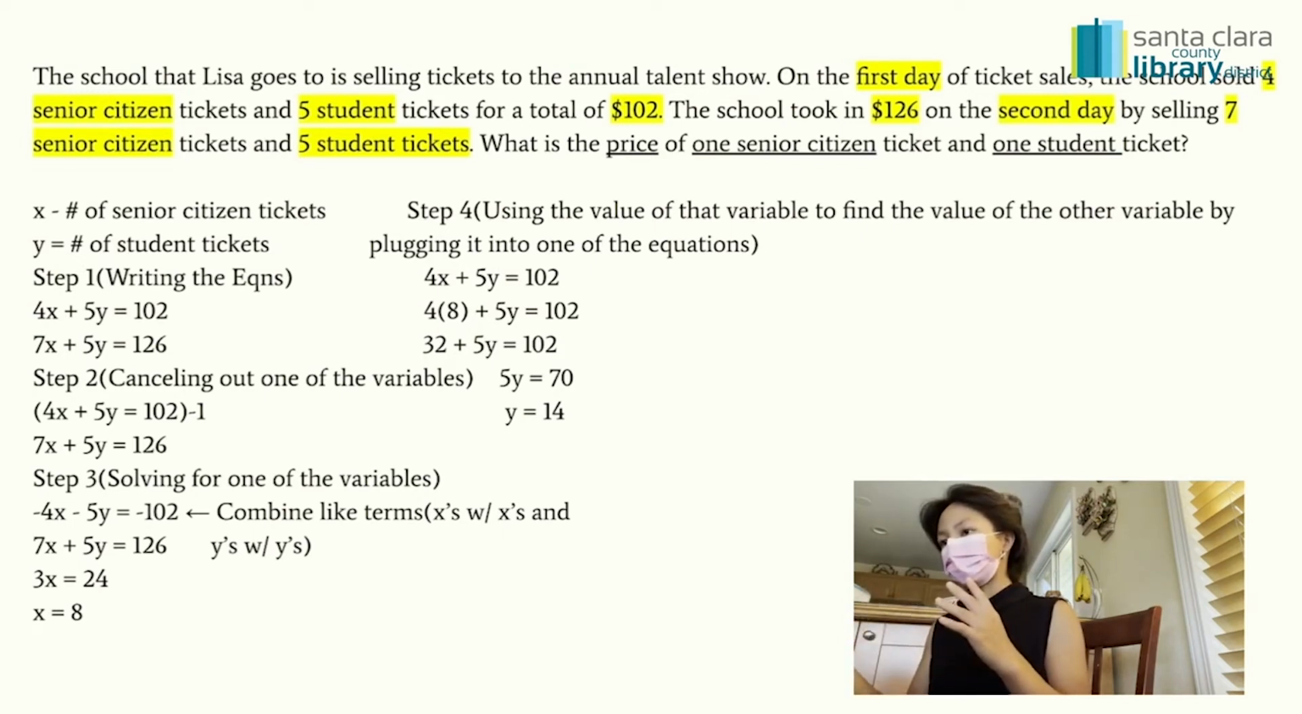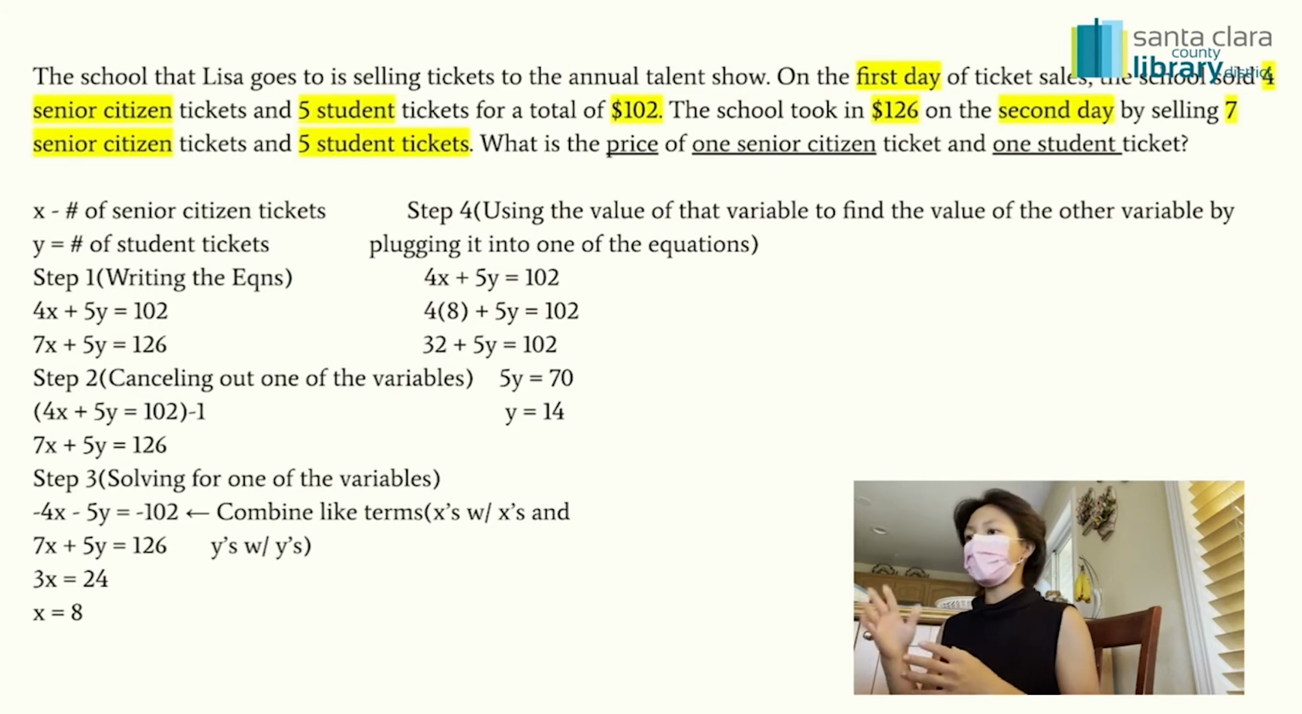Now we have that value, and we can plug in the value of x into one of the other equations to solve for y. 4x plus 5y equals 102. We're just going to use that one. 4 times the value of x, which is 8, plus 5y equals 102. 32 plus 5y equals 102. Subtract both sides by 32, and we get 5y equals 70. Divide both sides by 5 to isolate y.